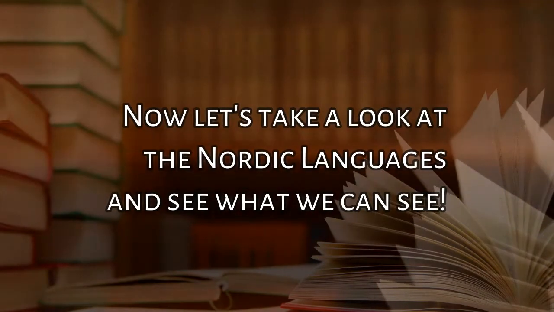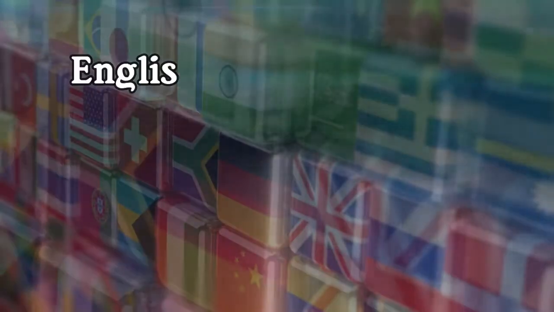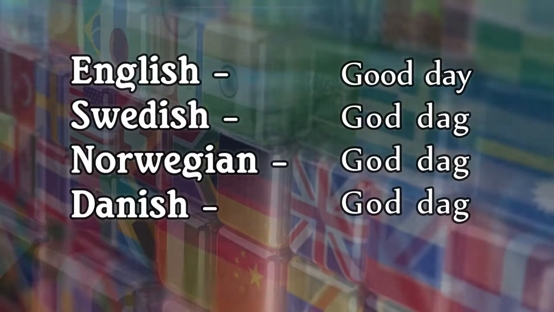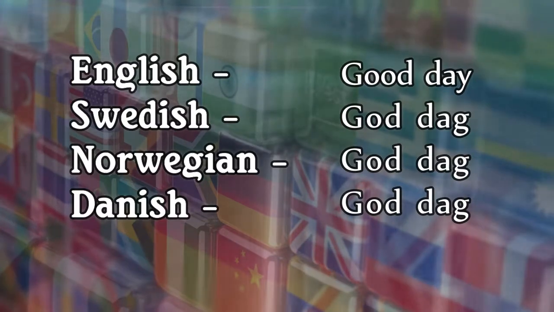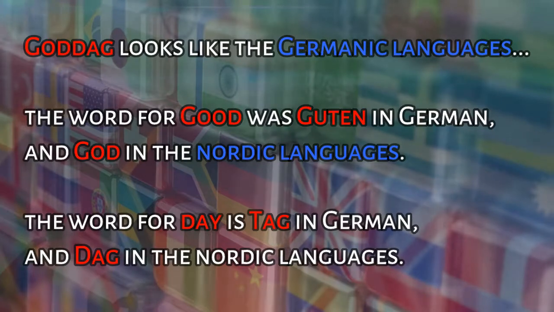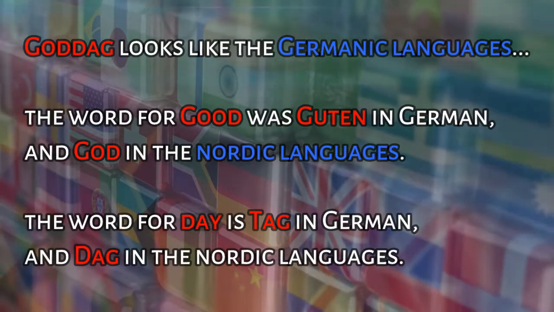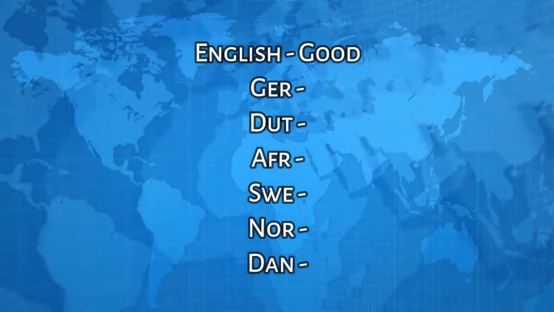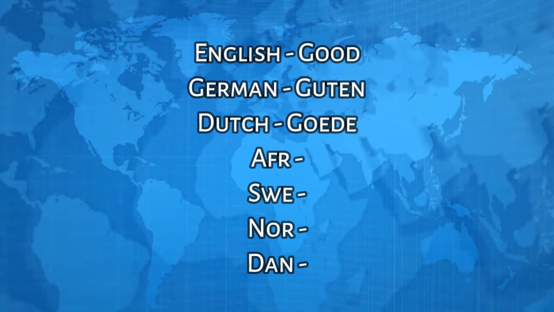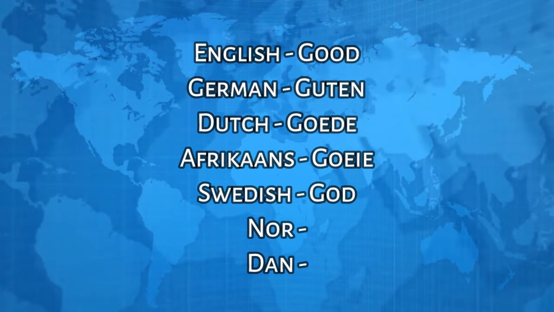Okay, now let's take a look at the Nordic languages and see what we can see. Here's how to say good day or hello in Swedish, Norwegian and Danish. Does it look familiar? It looks similar to what we learned in the Germanic languages, right? The ways to say hello in this way seem like the Germanic languages, because in the Germanic, the word for good was Guten, Goed, Goeie. Good. Cool.